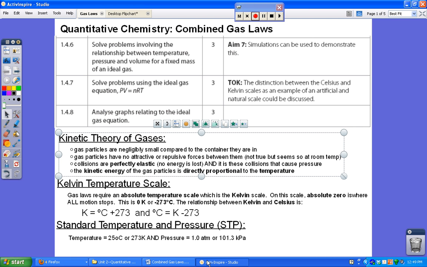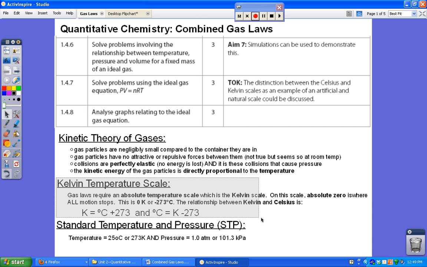One thing we have to be very sure of when we're working with gas laws is that we're using Kelvin temperature scales. In Kelvin temperature scales, 0 is actually absolute zero where all motion stops. And that is 273 degrees below 0 Celsius. So be sure when we're working problems that you're using these relationships here in order to convert your temperatures correctly.